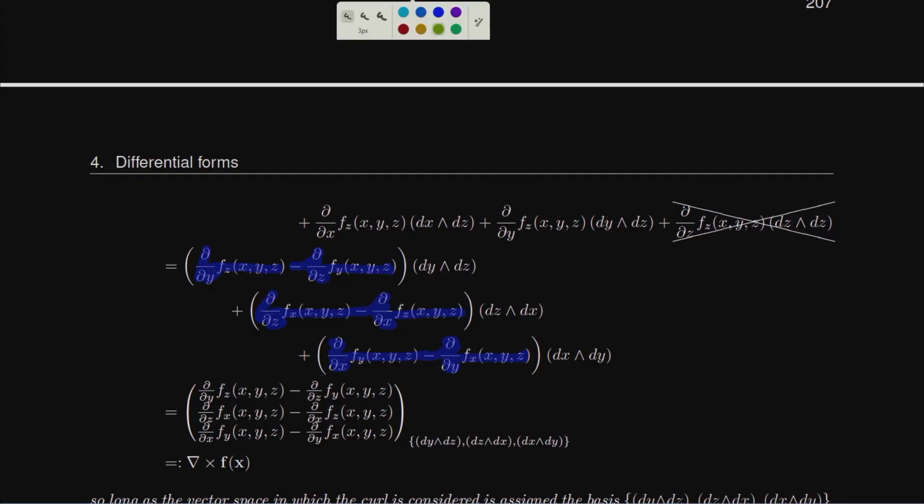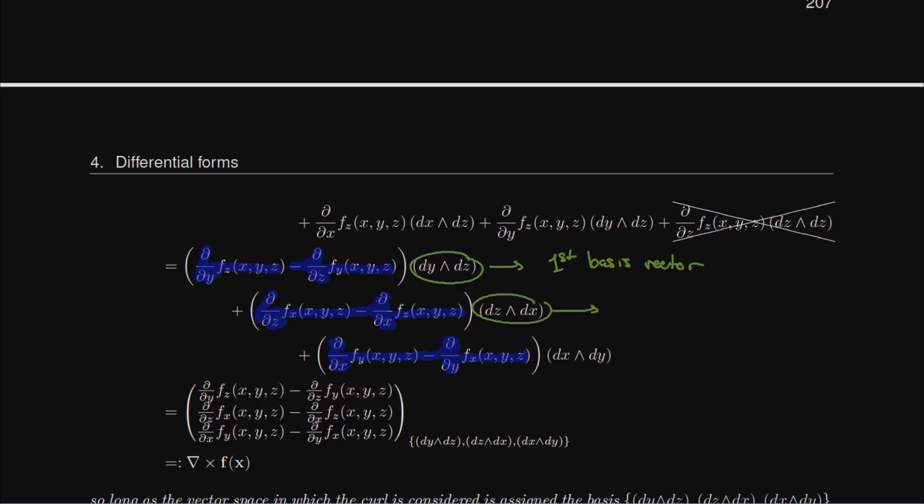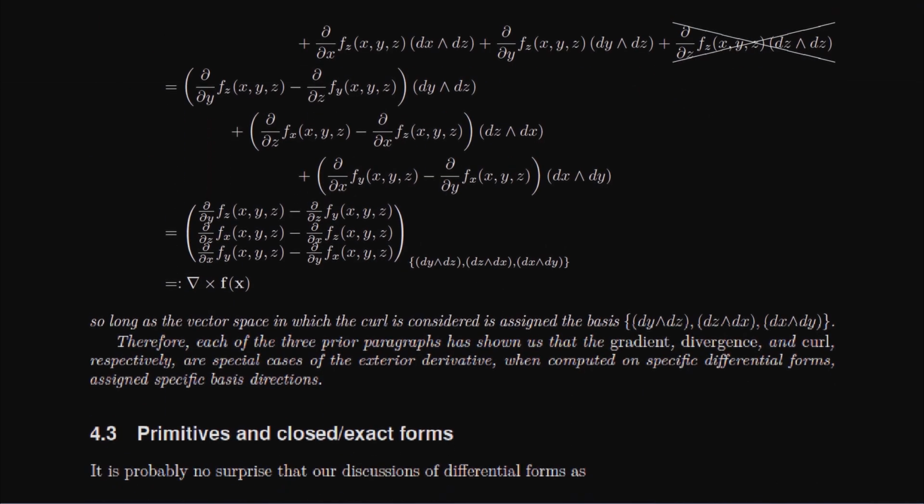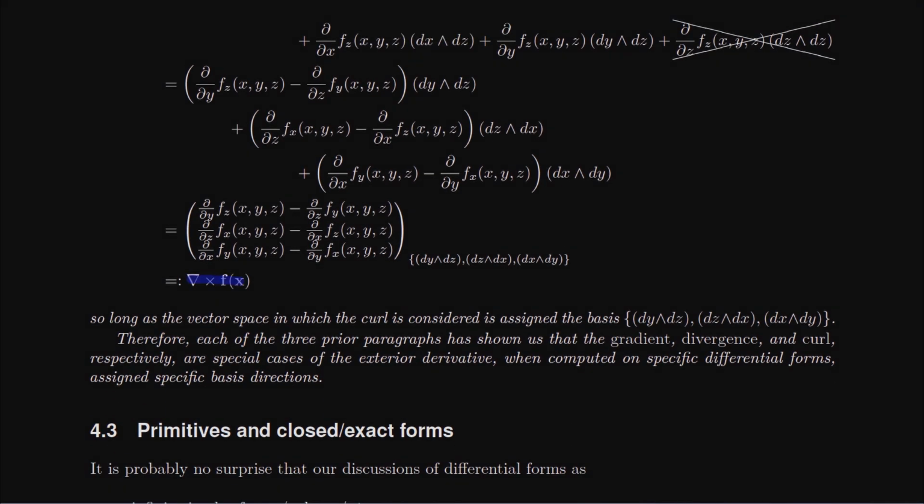If we ascribe this differential form dy wedge dz as our first basis vector, if we ascribe dz wedge dx as our second basis vector, and if we ascribe dx wedge dy as our third basis vector, then we just combine each of these terms into one giant vector. And what do we get out of this vector? It's exactly what you would expect. We get the curl of f. You're exactly getting the curl of f as our three entries in this vector.